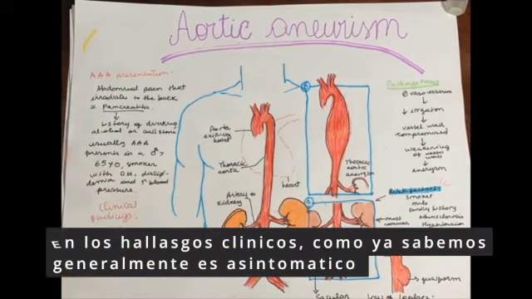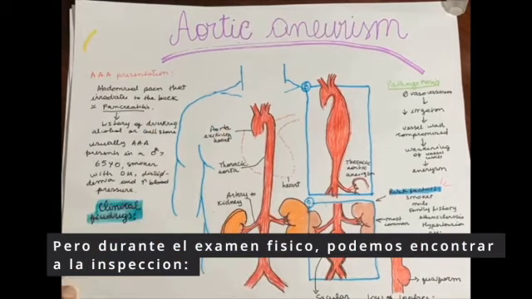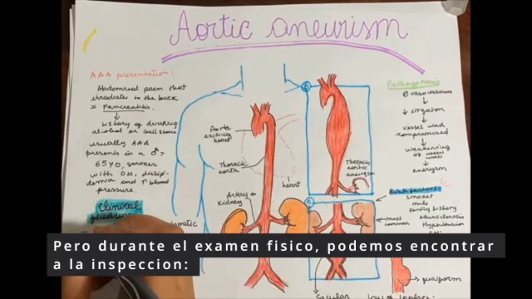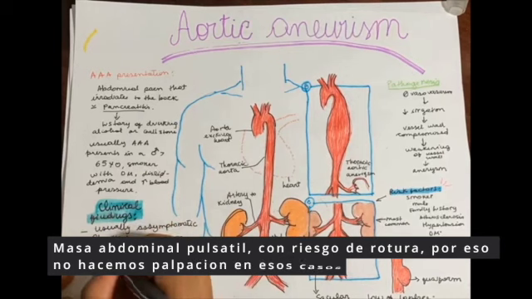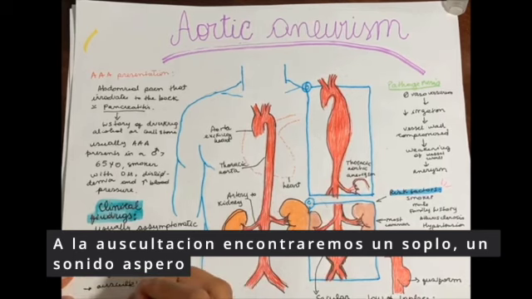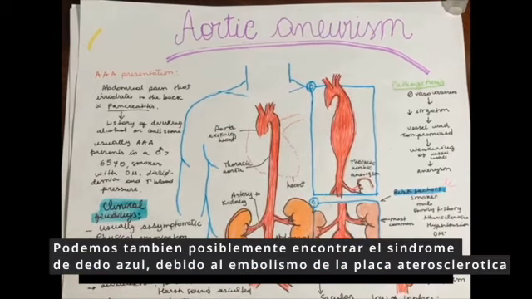On the clinical findings, as we already know, it's usually asymptomatic, but during the physical examination, we can find on inspection a pulsatile abdominal mass with risk of rupture. That's why we don't do palpation in these cases. Auscultation, we will find a bruit, harsh sound, and we can possibly find a blue toe syndrome as well due to embolism of the atherosclerotic plaque.